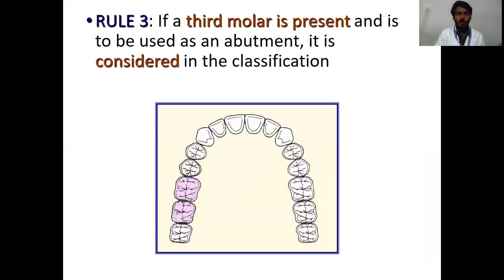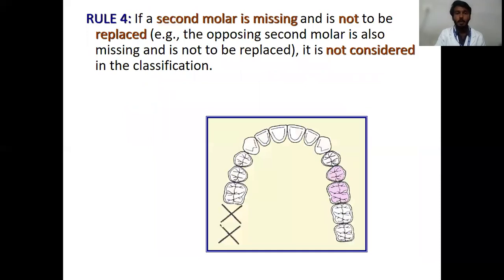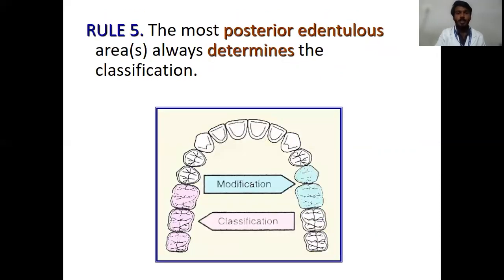in the classification. Rule 4: if a second molar is missing and is not to be replaced, for example, the opposing second molar is also missing, it is not considered in the classification. Rule 5: the most posterior edentulous area always determines the classification. That is, the posterior most area determines the classification.